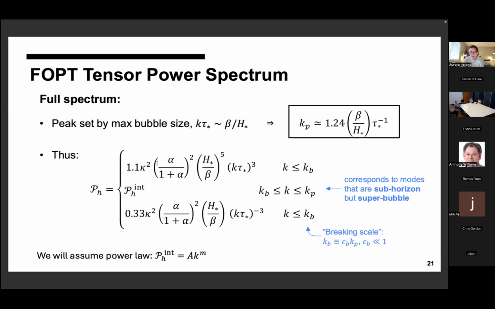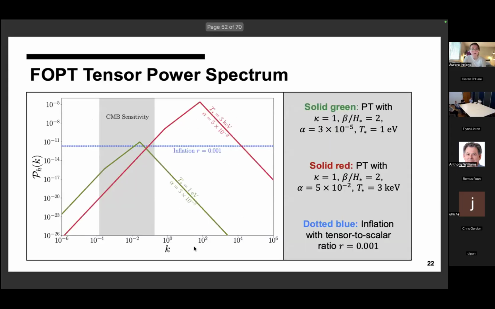Our tensor power spectrum has this scaling in the far, or sorry, far superhorizon regime. It has this scaling in the subhorizon regime. And then technically, this only holds in the far superhorizon because we made some approximation. So we got to match them up somehow. So there's some interpolating region where we're not entirely sure what the spectral shape is, but we just choose the simplest thing, to make it a power law. Yeah, and this intuitively corresponds to modes that are subhorizon but super bubble. You'll see in a second. It doesn't really change our results at all.